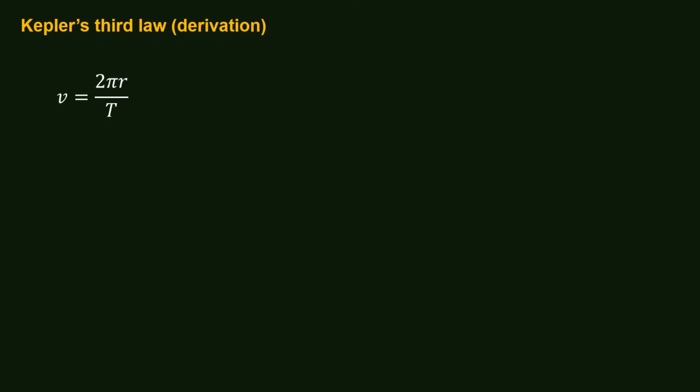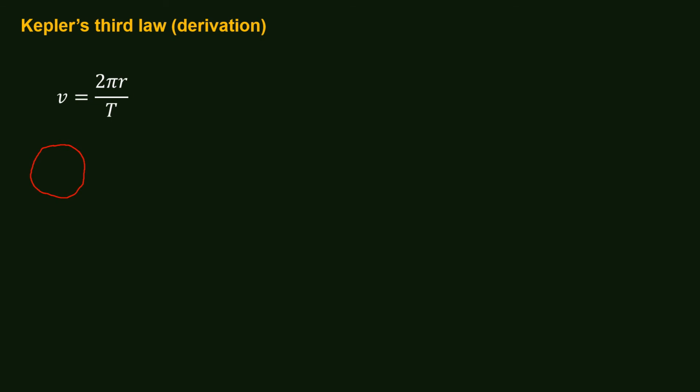Okay, so let's look at the derivation. We know that this velocity is a velocity around a circumference, and it has a period. One revolution, 2 pi r, over a period. This is the way to find the constant velocity that a planet is moving. Now, if it's in a perfect circle, we would have constant velocity, but since we have elliptical orbits, that velocity is changing.